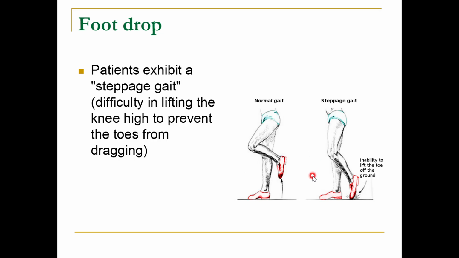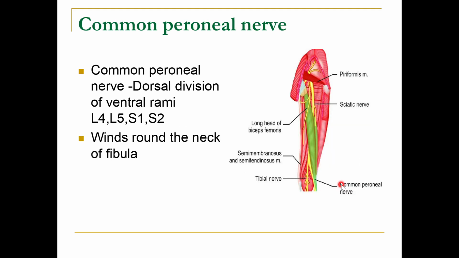The patient mainly exhibits the steppage gait, in which he has difficulty in lifting the knee high to prevent the toes from dragging. This is the normal gait, and here you can see the steppage gait, which is a common gait in case of foot drop. In this condition, the person will not be able to lift the knee and there will be dragging of toes on the ground. This is called the steppage gait, which is commonly seen in foot drop.